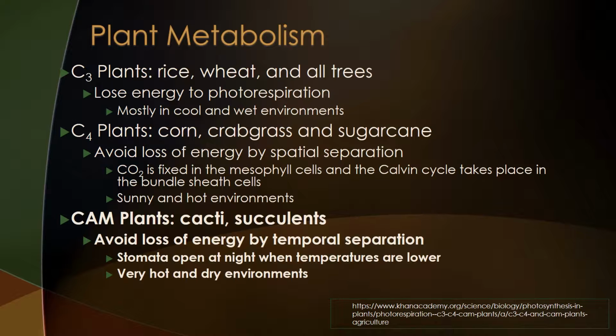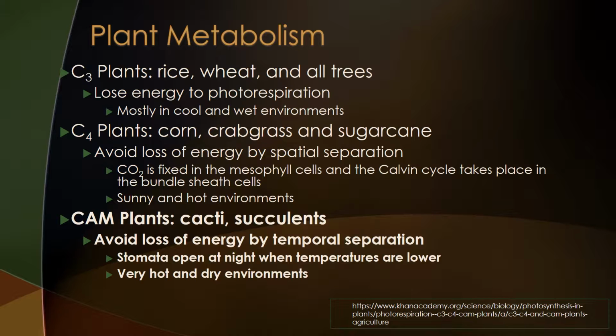C4 plants have found an interesting way to do it. Corn, sugarcane. They actually use a spatial separation. They fix CO2 in the mesophyll cells, and then the Calvin cycle takes place in the bundle sheath cells, which basically keeps the process from being reversed so they don't lose any. But that is a spatial separation. Sunny, hot environments, but not as arid or dry as a desert.